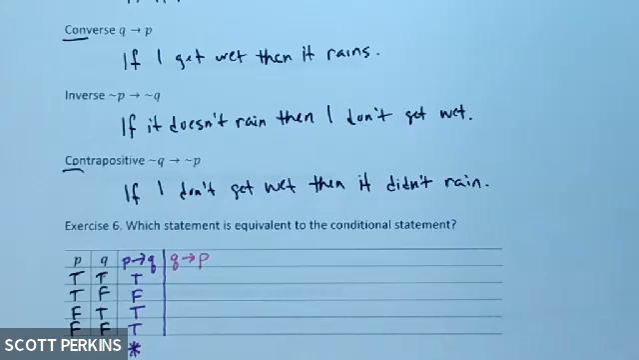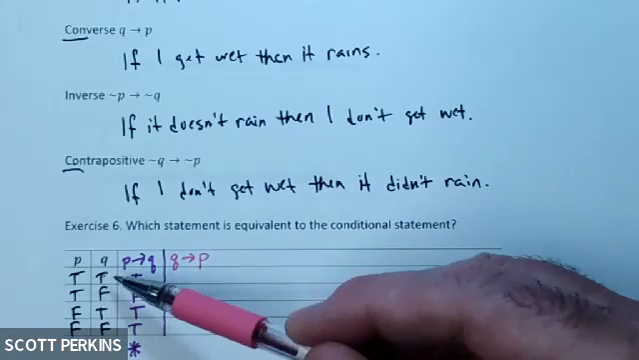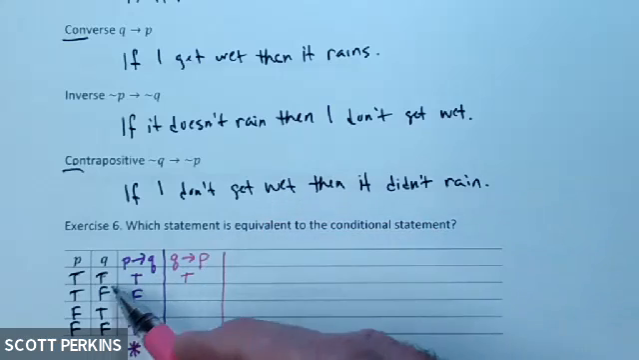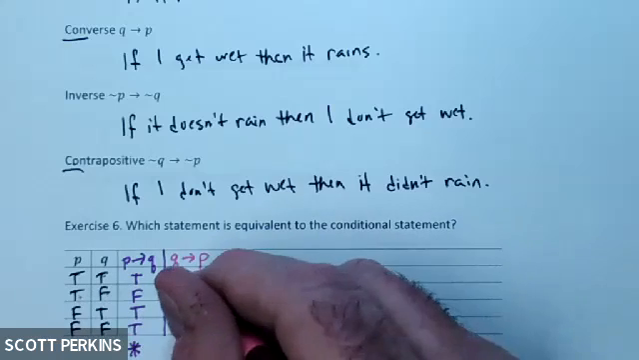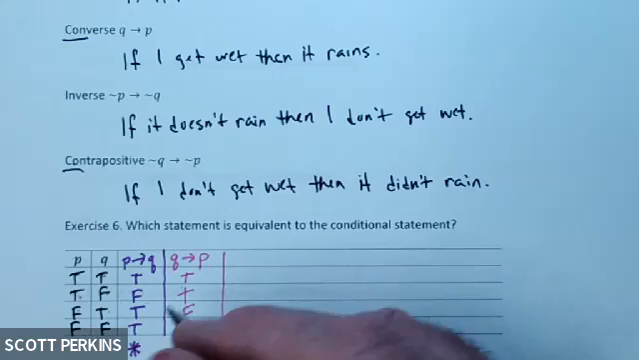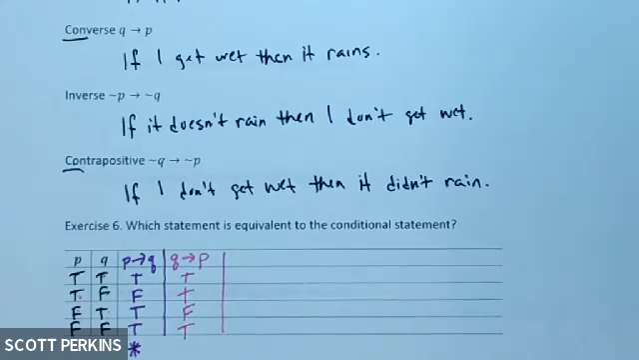Again, my conditional statement is true at all times except for T then F. Now I'm going from right to left. So Q then P. T then T, that's good. The next one, F then T, that's good. The next one, T then F, that's bad. And then F then F, that's good. So we notice that's not the exact same thing. So that is not logically equivalent.